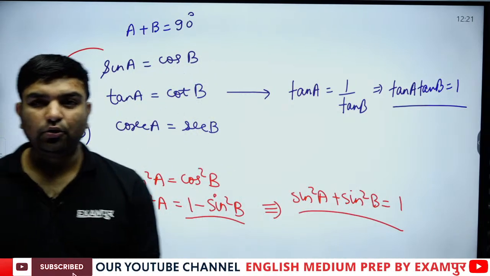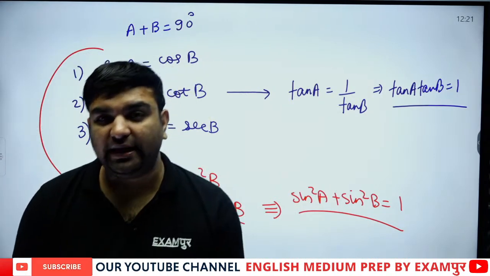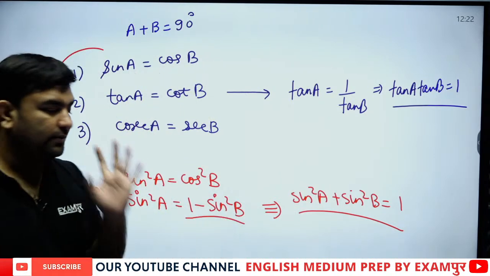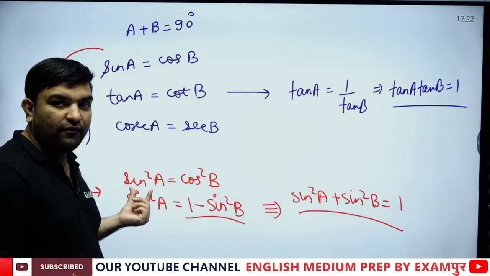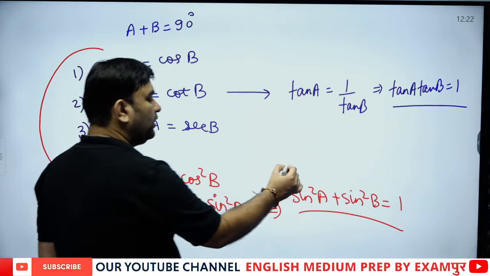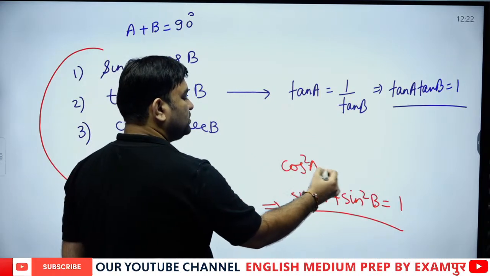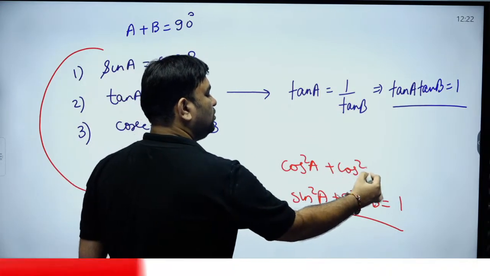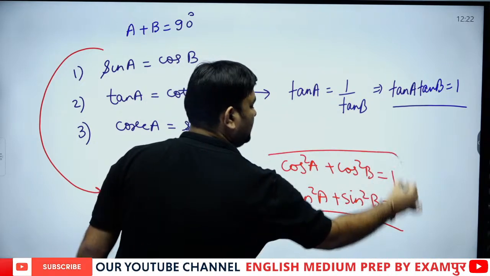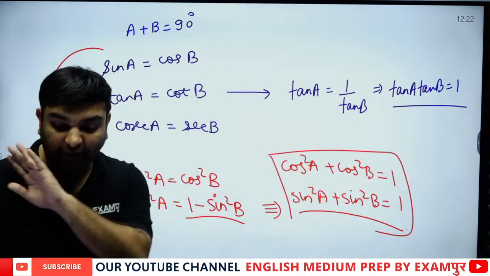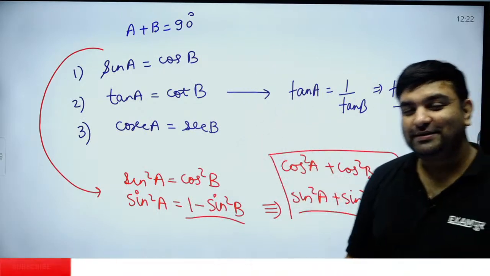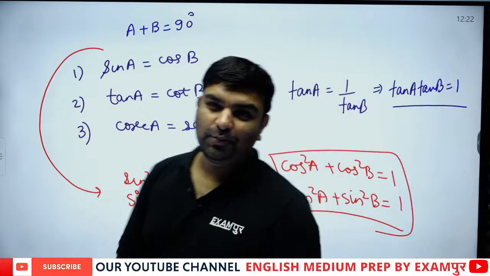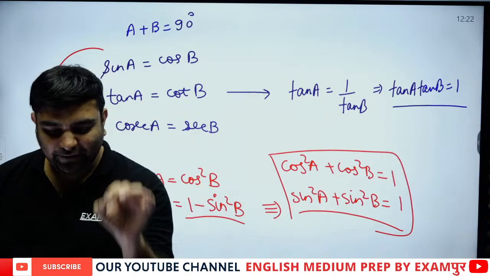If angles are complementary, sin square A plus sin square B is also 1. Similarly, if I would have changed this, we would have got cos square A plus cos square B is also equal to 1. I write down everything. Just on this page, guys, I write down all the complementary properties in 5 minutes only.